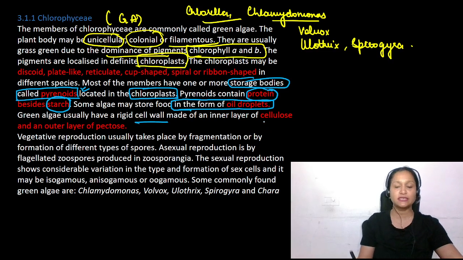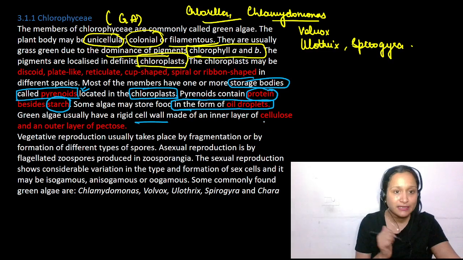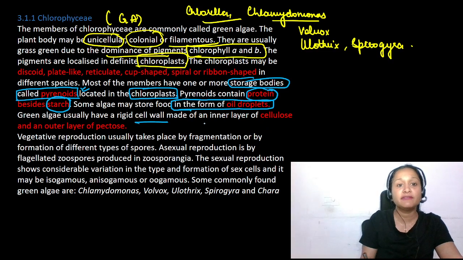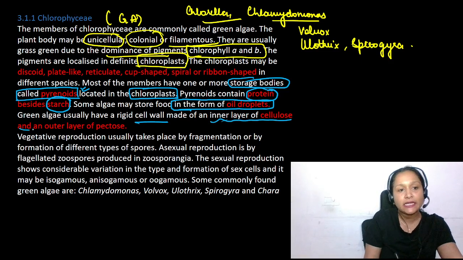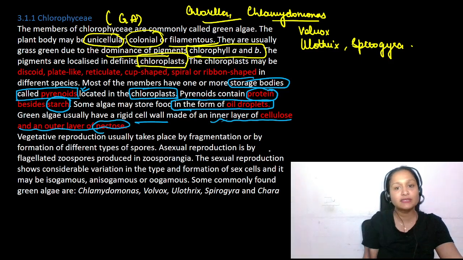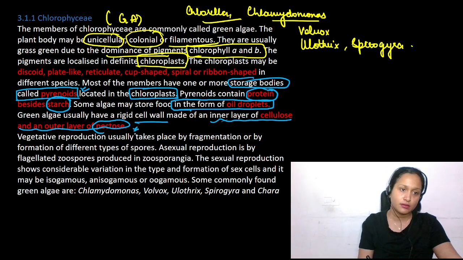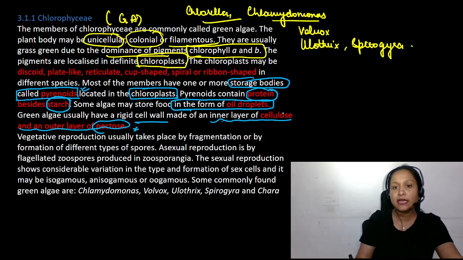Now if you talk about their cell wall, suppose it is a plant-like structure. It is a plant. It comes under kingdom plantae. So green algae usually have a rigid cell wall made up of an inner layer of cellulose and an outer layer of pectose. So of course cellulose is there and even pectose is there. Remember this, inner layer is of cellulose and outer layer is of pectose.